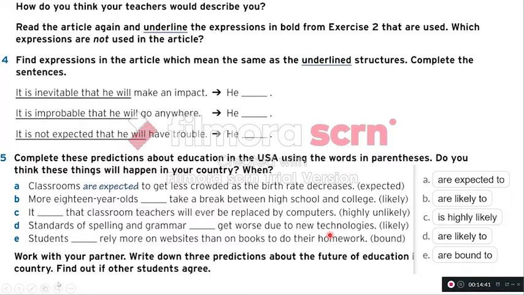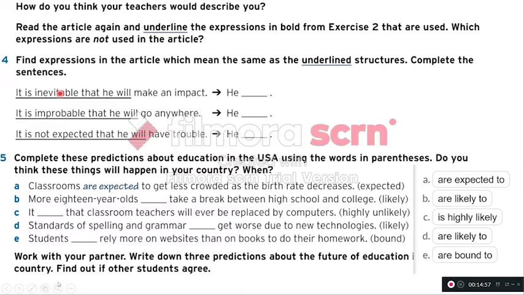And when you say bound, you also use the verb be at the beginning. Students are bound to rely more on websites than on books to do their homework. Remember that to be bound to is that it is inevitable, alright?